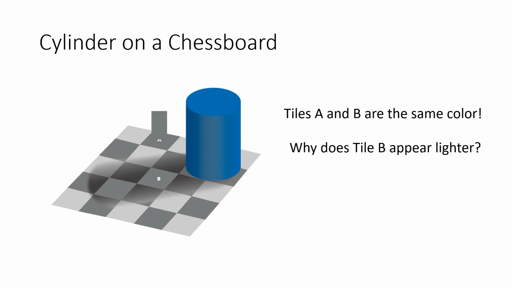So why does tile B appear lighter? Our brain tries to determine the true color of an object based on surrounding cues. The shadow that falls on tile B makes the tile the same color as tile A, but our brain tells us the color that tile B would be without the shadow. Thus, tile B appears lighter than tile A.